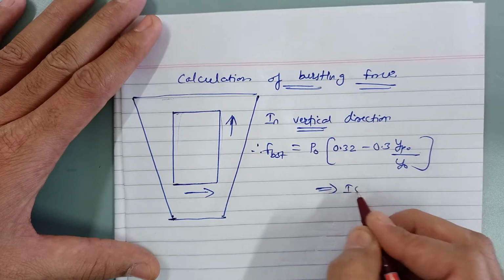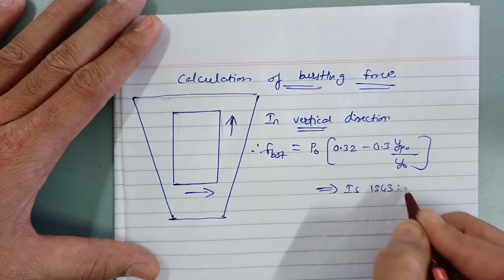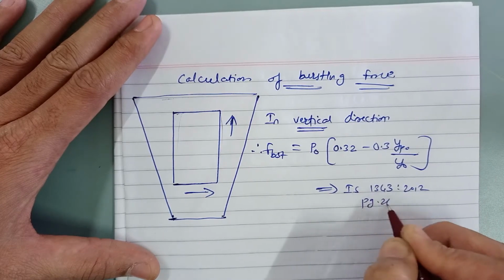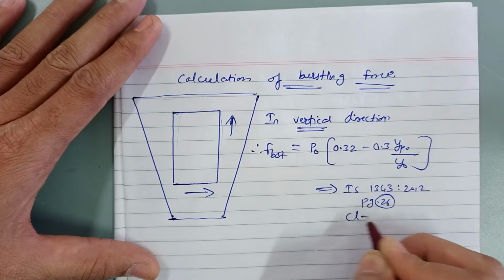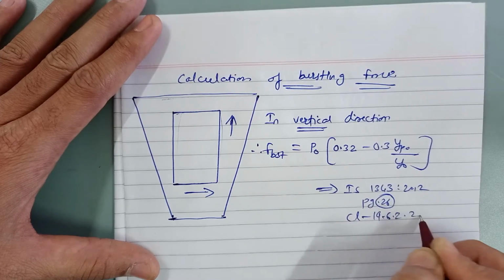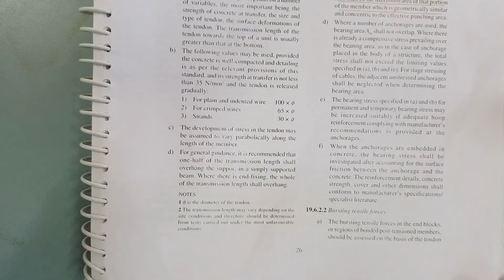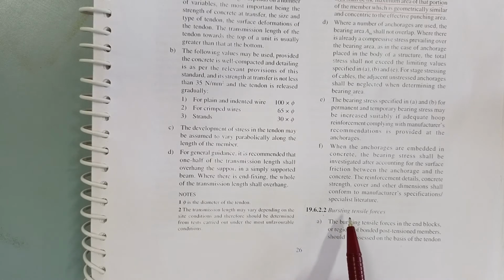This formula we have taken from IS 1343 2012, page 26, clause 19.6.2.2. Just have a look. This is IS 1343 2012, clause number 19.6.2.2, calculation of bursting tensile forces. Now this formula is on the second page under this clause number.